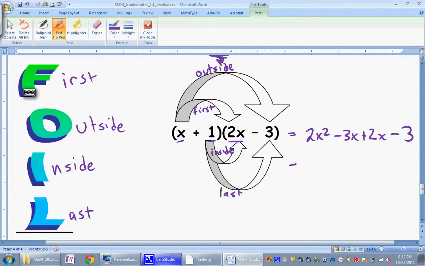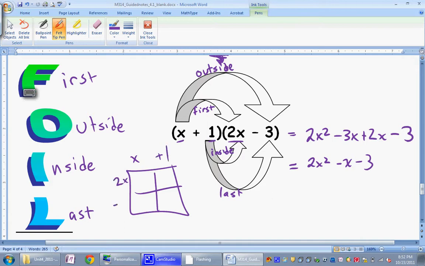So FOIL is a perfectly good way to do a problem like this. You could have also made a box and you'd get the same answer. I'm not going to write everything in there because we've already done a few of these. But x plus 1 and 2x minus 3, if you use a box, you'll still get that same answer of 2x squared minus x minus 3.